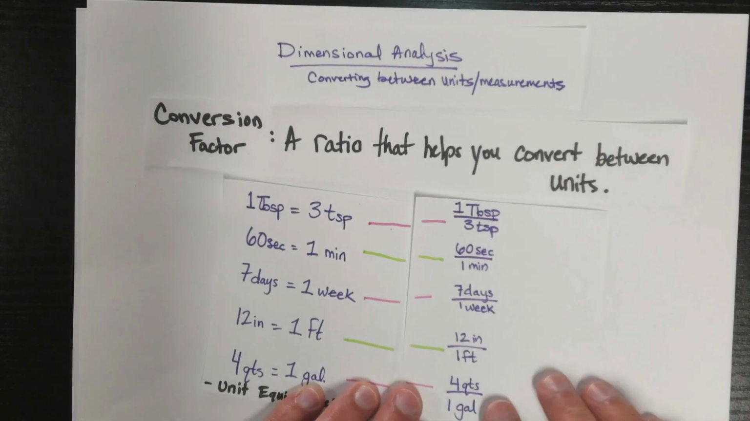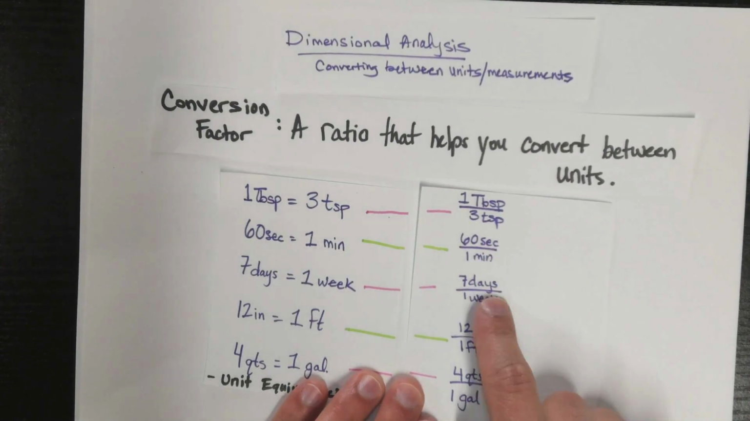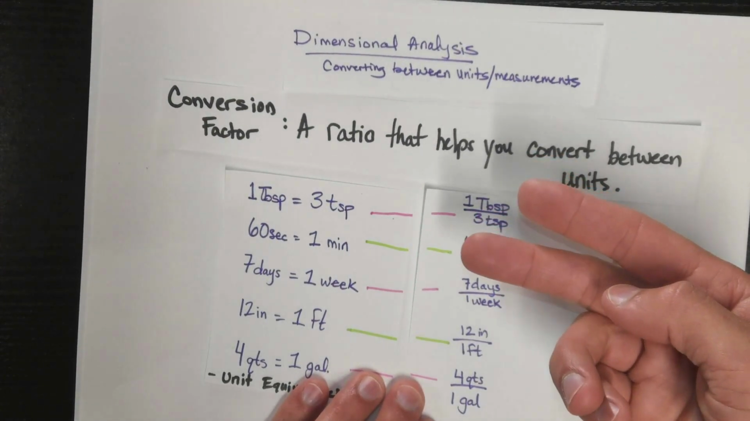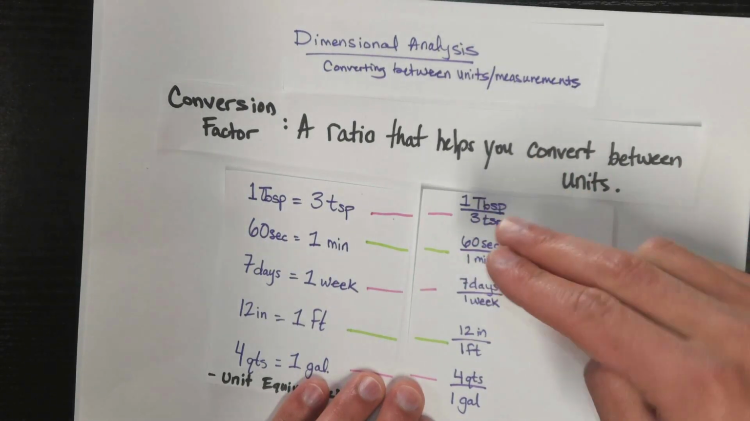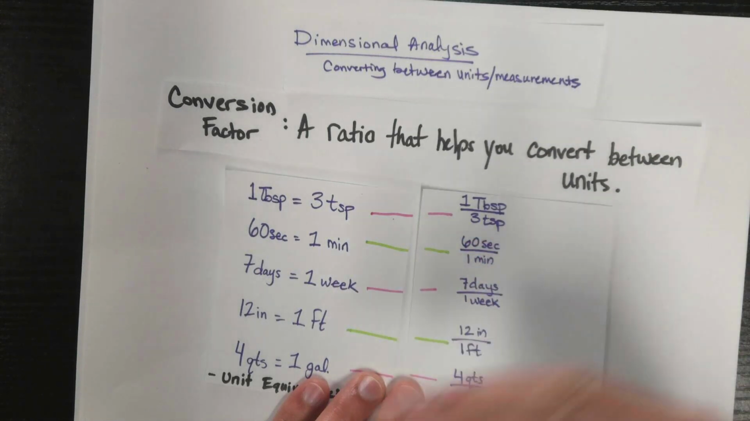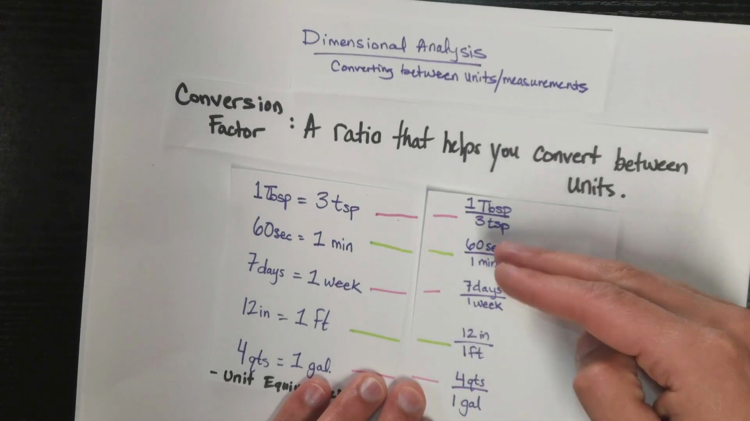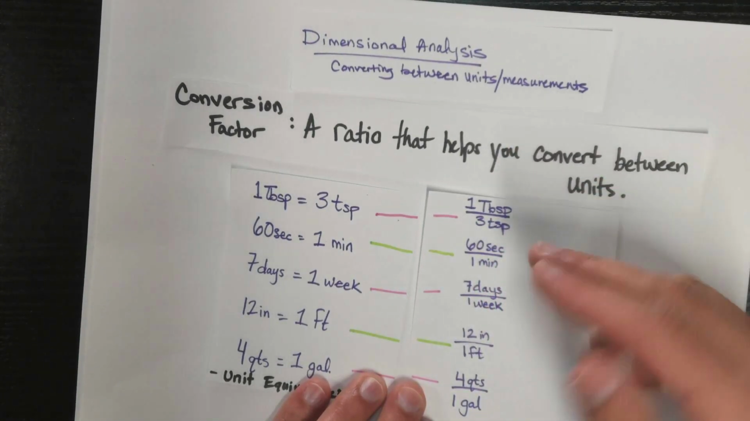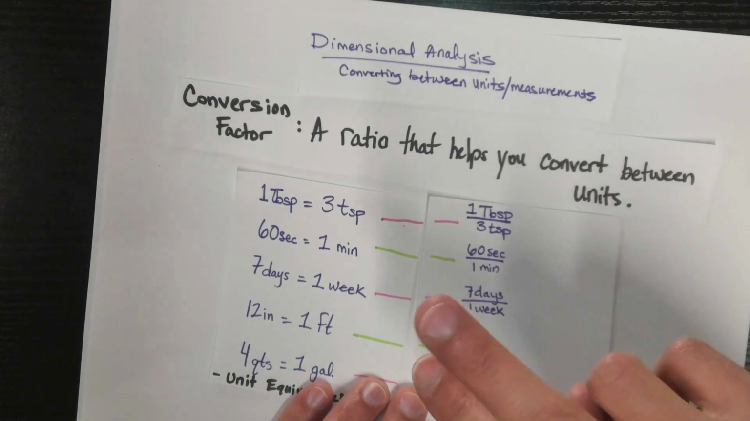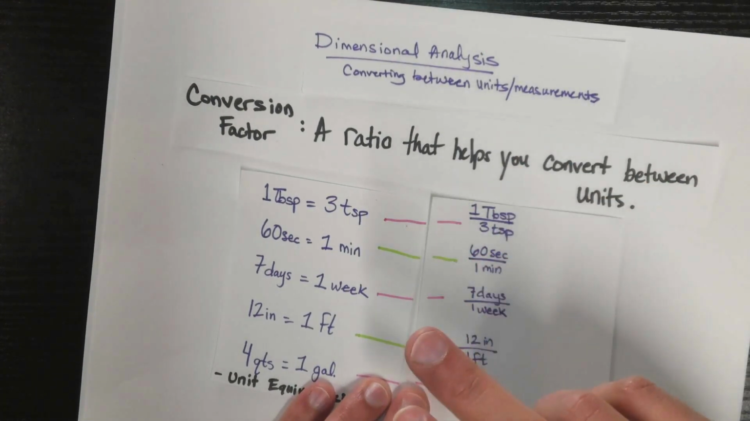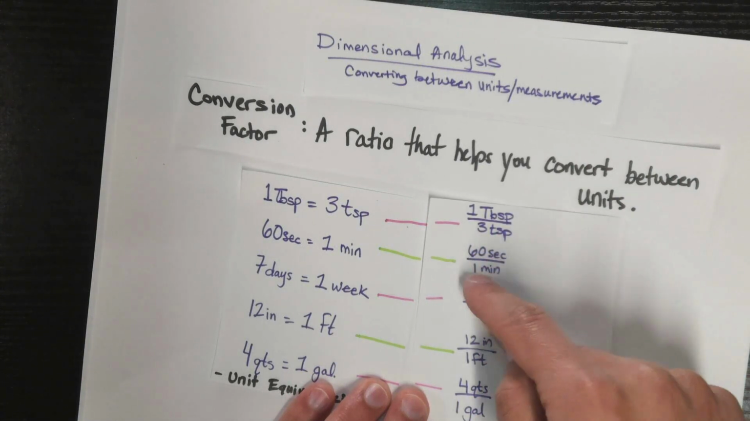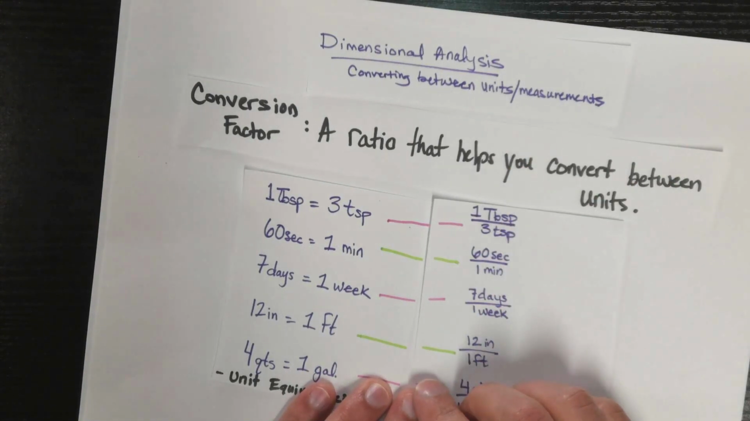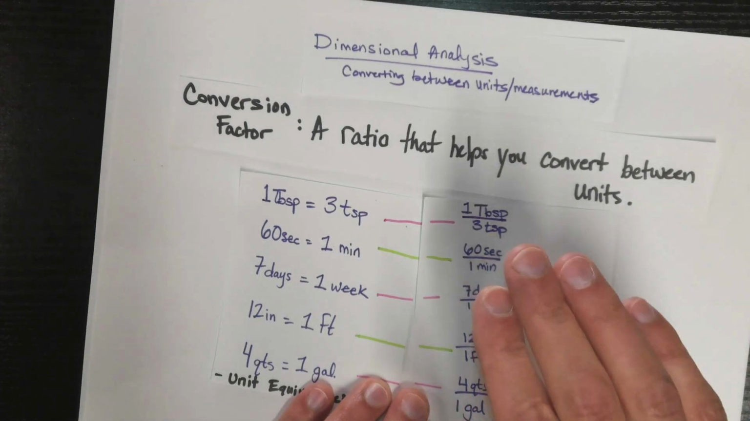So all of these different conversion factors here can be written this way or written upside down, right? I could put 3 teaspoons on top and 1 tablespoon on the bottom, or 3 tablespoons on top, and it's the same thing. 60 seconds over 1 minute or 1 minute over 60 seconds. Those are ratios that you can put either way. It doesn't matter as long as you keep the number and the unit together. You couldn't put 60 minutes to 1 second. That doesn't work. That's not true. So these are conversion factors.